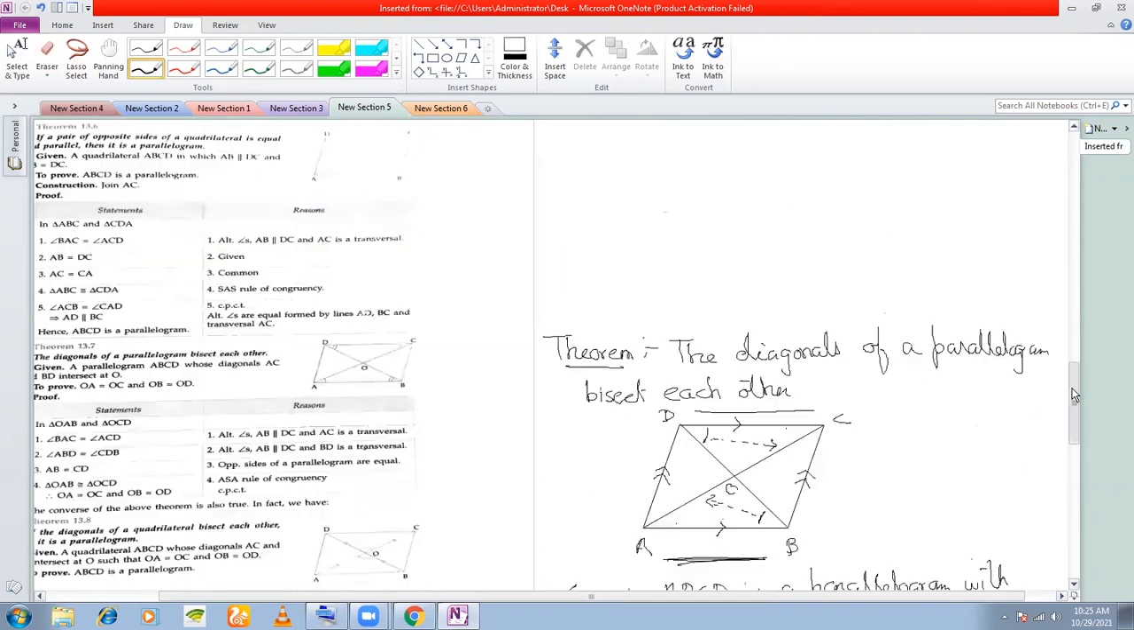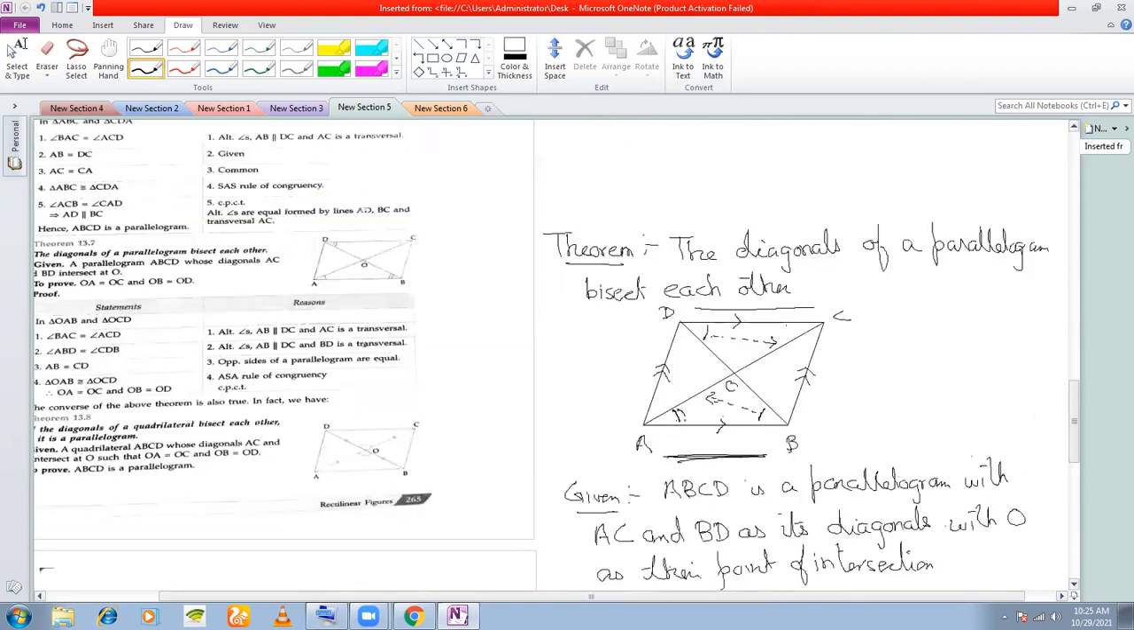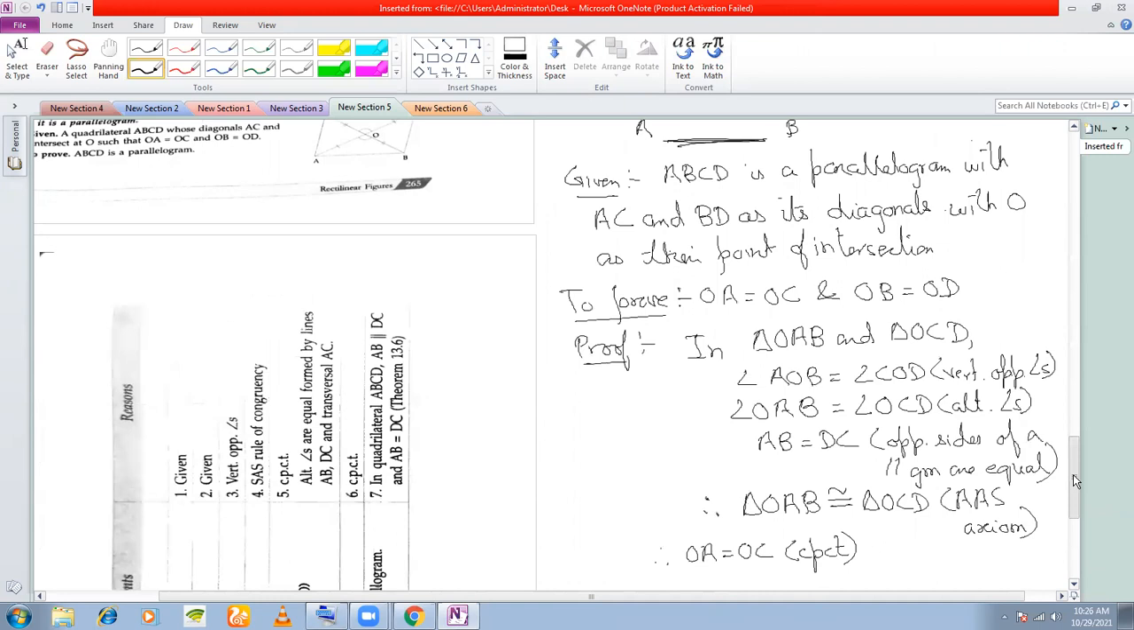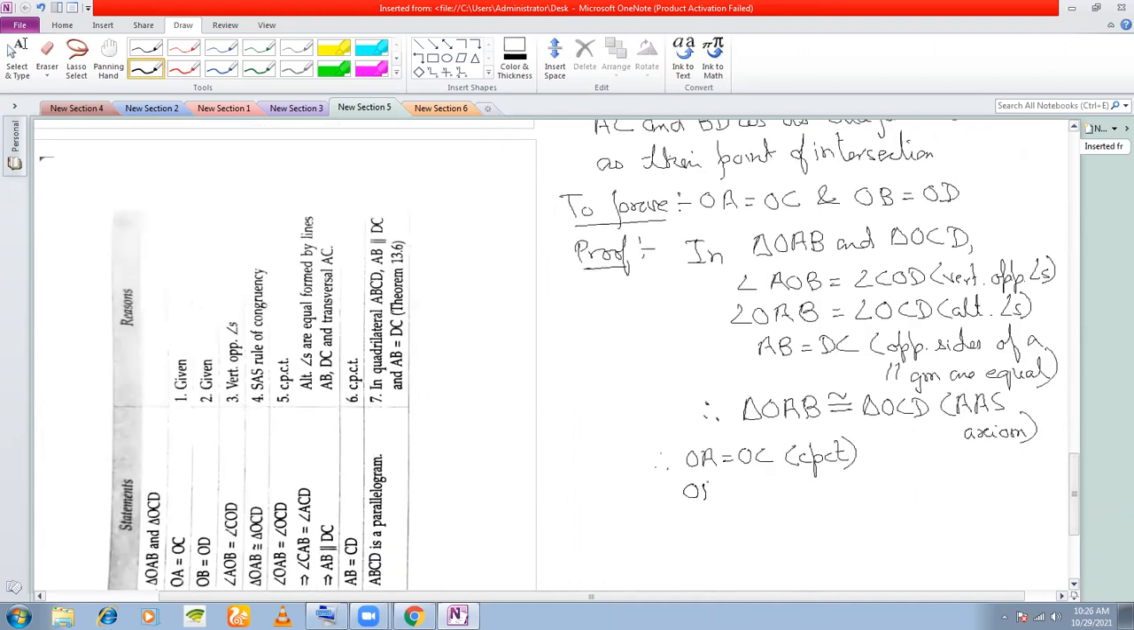What else? These two angles are equal. Alternate angles. Opposite to this angle is this side. Opposite to this angle is this side. So therefore OB is equal to OD, again by CPCT. Right? So hence diagonals of a parallelogram bisect each other.